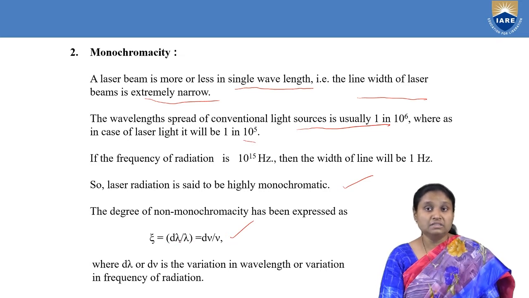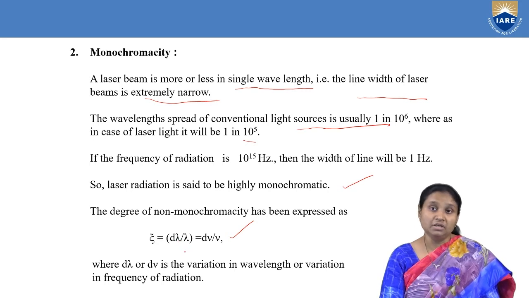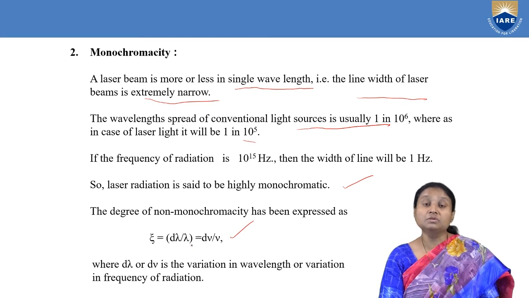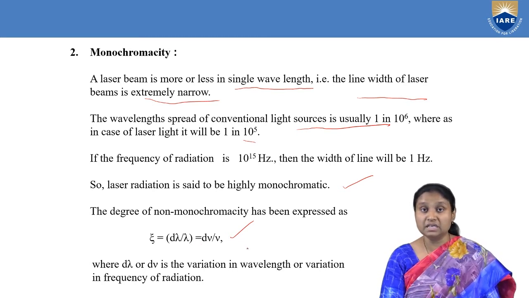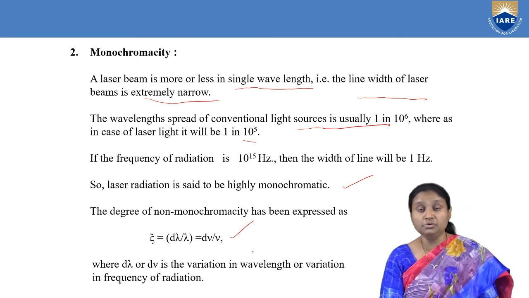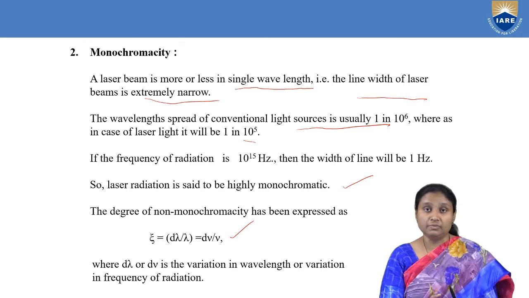Now, if you look at this degree of non-monochromaticity, it is given as d lambda by lambda. So, what is d lambda? It is the variation in the wavelength, and this can also be expressed in terms of frequency as d nu by nu, where d nu is the variation in frequency.